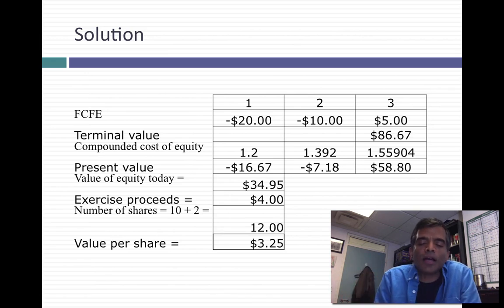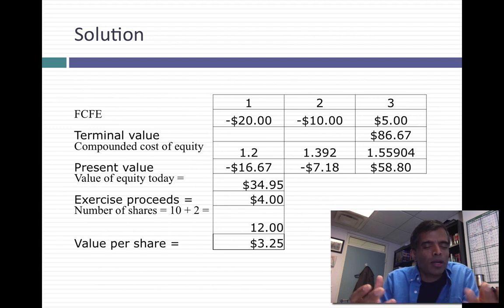I take the present value. I get a value of equity today of 34.95. Okay? I add the exercise proceeds because I have to use the treasury stock approach. I don't have the information. So it's not that I don't want to value the options. I don't have the information to do it in this problem. So I add the exercise proceeds, which is the exercise price times the number of options, and I divide by 10 plus 2, which is the total number of shares that will be outstanding with the options exercised. I get a value per share of 325.